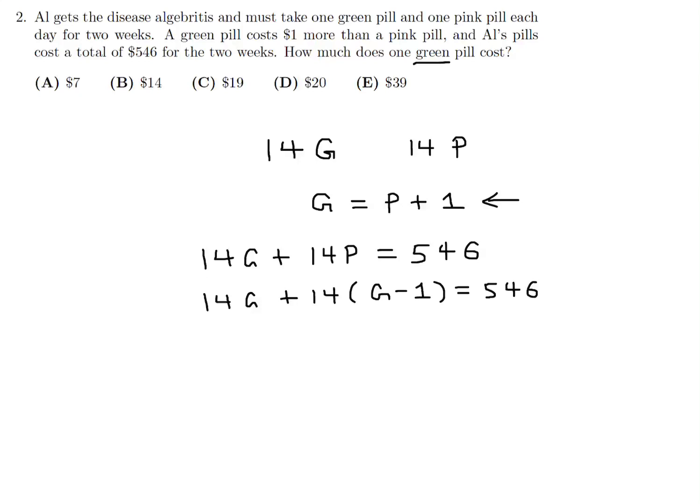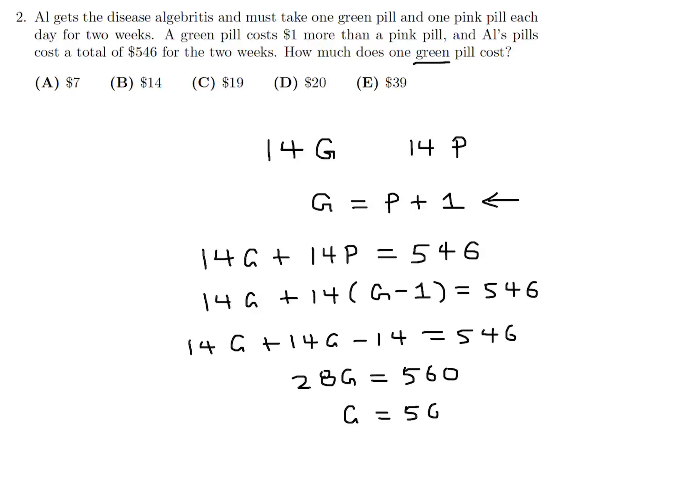Correct? So now let's expand this. We have 14G plus 14G minus 14 is equal to 546. 28G is equal to 546 plus 14, which is 560. And therefore G is equal to 560 over 28. And therefore G is equal to 20. So $20 for 1 green pill. So number 2 is D.